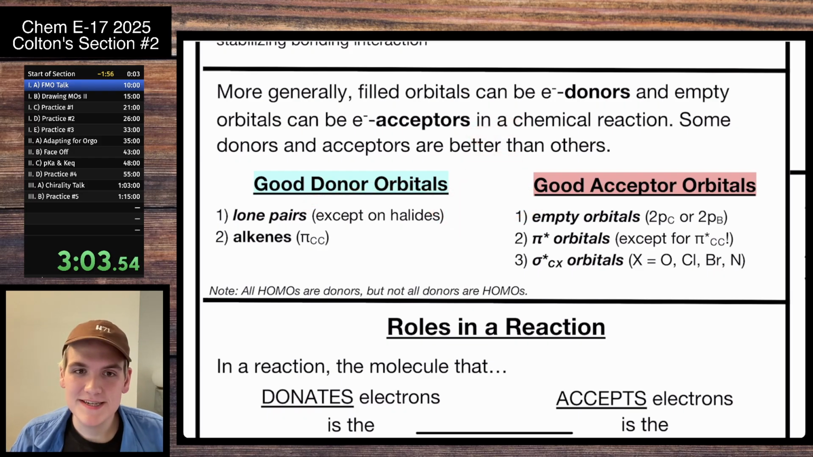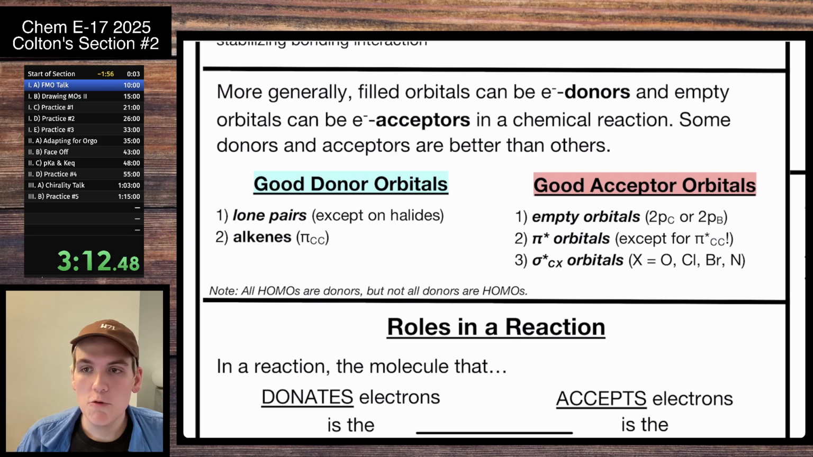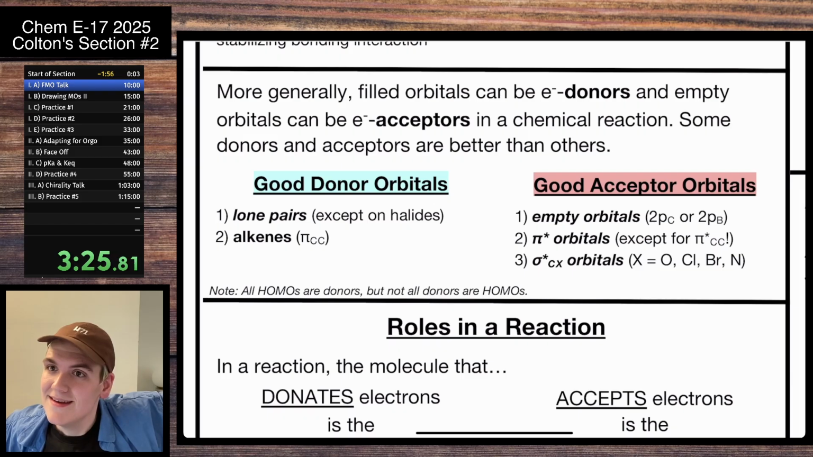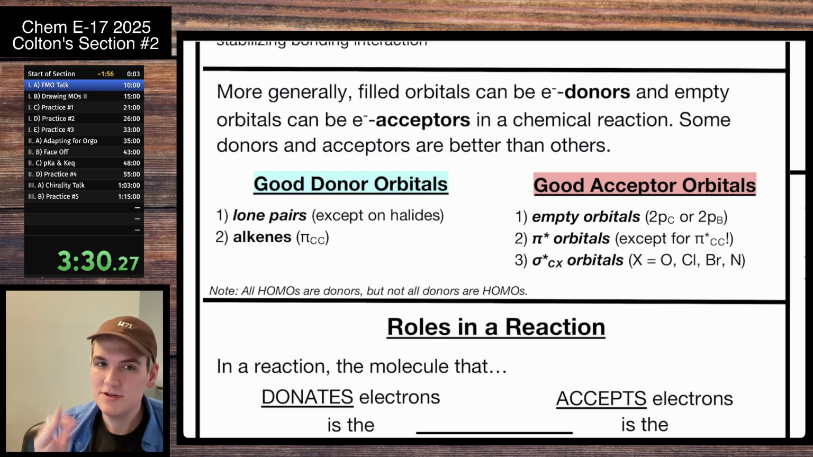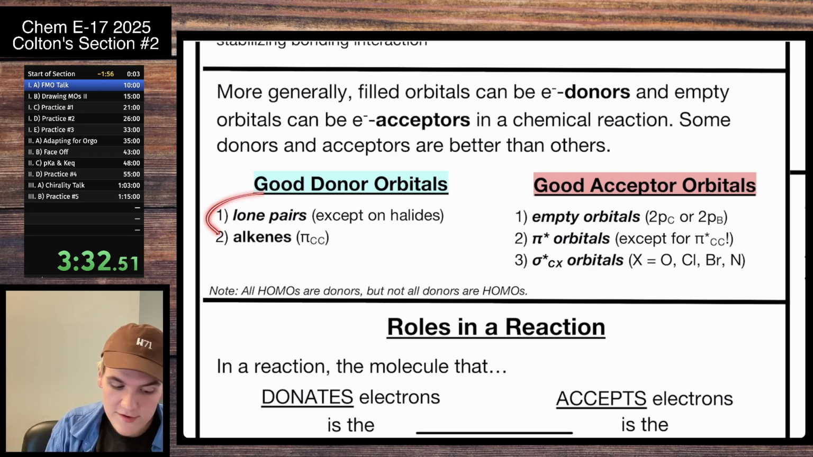And our one exception to that is halide lone pairs, like on fluorine, chlorine, bromine, iodine. They are not as good donors. You don't really need to know why for that right now. Part of it is for fluorine, fluorine is super electronegative, so it doesn't want to give up its electrons as much and attack. And for the other halogens, they're so big that it makes it a little bit less high energy. But again, you don't need to know the justification for that as much as lone pairs are great donors, except for on halides. Those are a little bit worse.